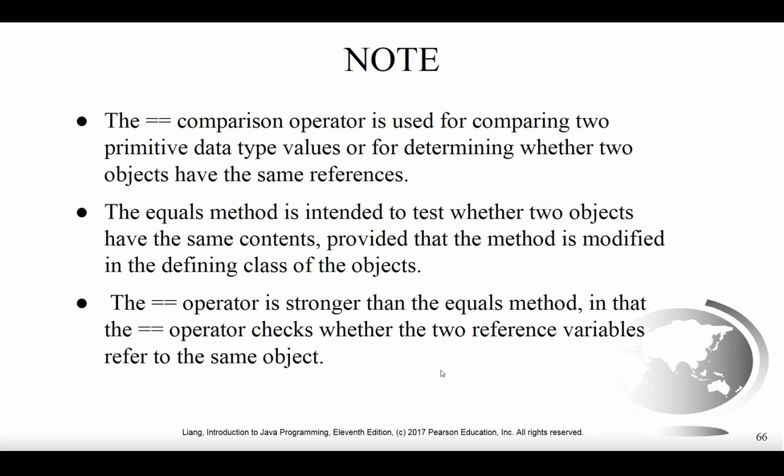We say that the equals operator is stronger than the equals method because it actually checks to see if two objects have the same reference. In other words, are they actually the same object? And that would be the highest possible level of equality that you could reach. The equals method, however, will determine equality on some other basis. And as I said, it's up to us to determine what that basis is.